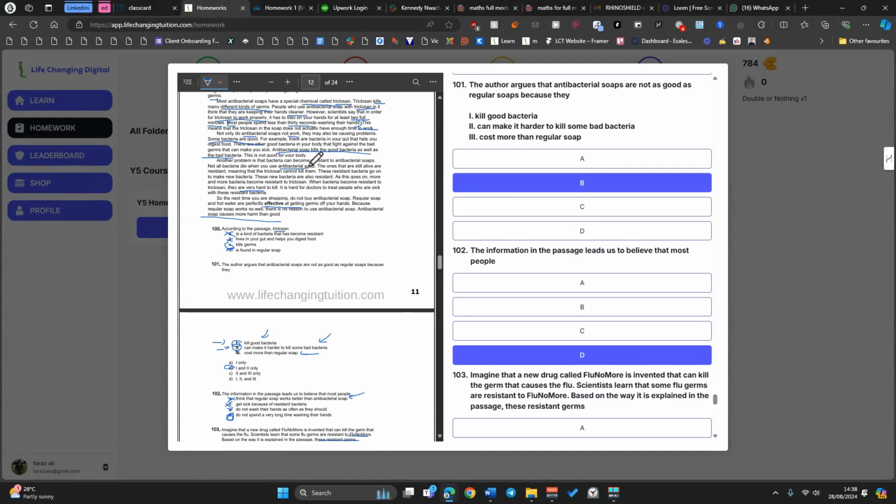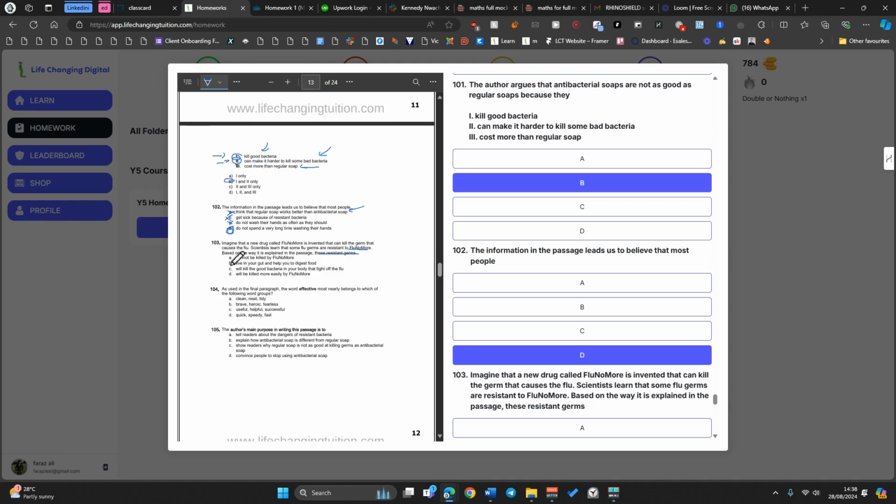So if we look up again, it says basically what happens is when you use antibacterial soap, some bacteria that is already resistant will not die, and then these ones will stay alive and will go on to make new bacteria. So they stay alive and they start replicating, and then these new bacteria are also resistant, and this goes on. More and more bacteria become resistant to triclosan. The bacteria become resistant to triclosan, and basically they end up being very hard to kill.